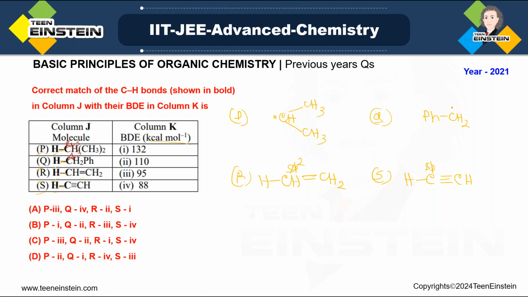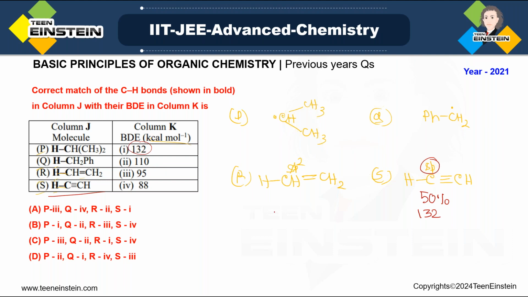Now based on this, if I give the explanation on the basis of s character, obviously in case of R and S, you have to supply more energy, right? And in which case do you have to supply maximum energy? That is for the last one, because here you have s character of 50% since it is sp hybridized. So here you have to supply the maximum amount of energy, which is 132. That means S is matching with 1.